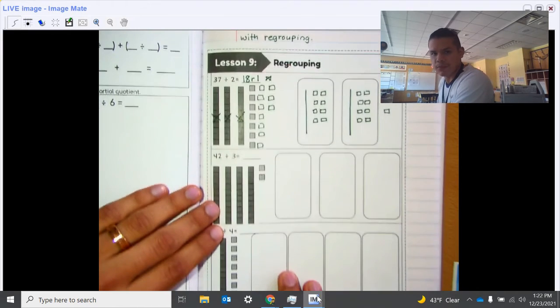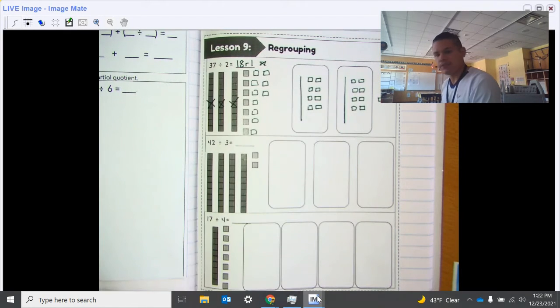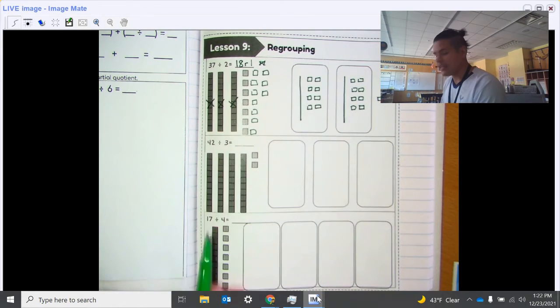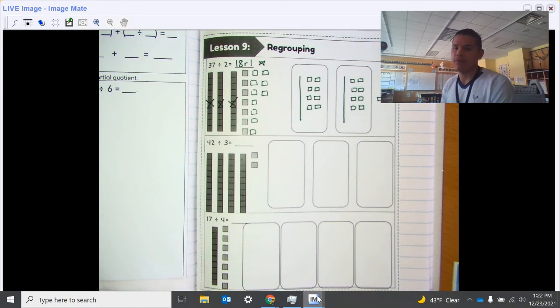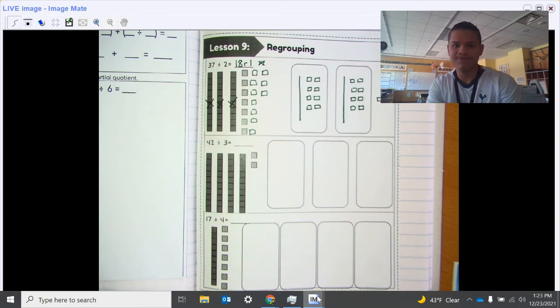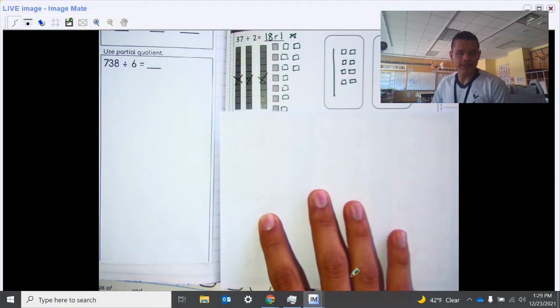Now, in your interactive notebook, just like I did, I want you to pause the video and try 42 divided by 3 and 17 divided by 4. Now remember, you can pause the video and you can rewatch any of the examples that I've gone over if you need more help. All right, so go ahead and pause the video, try 42 divided by 3 and 17 divided by 4. Thank you for pausing the video.